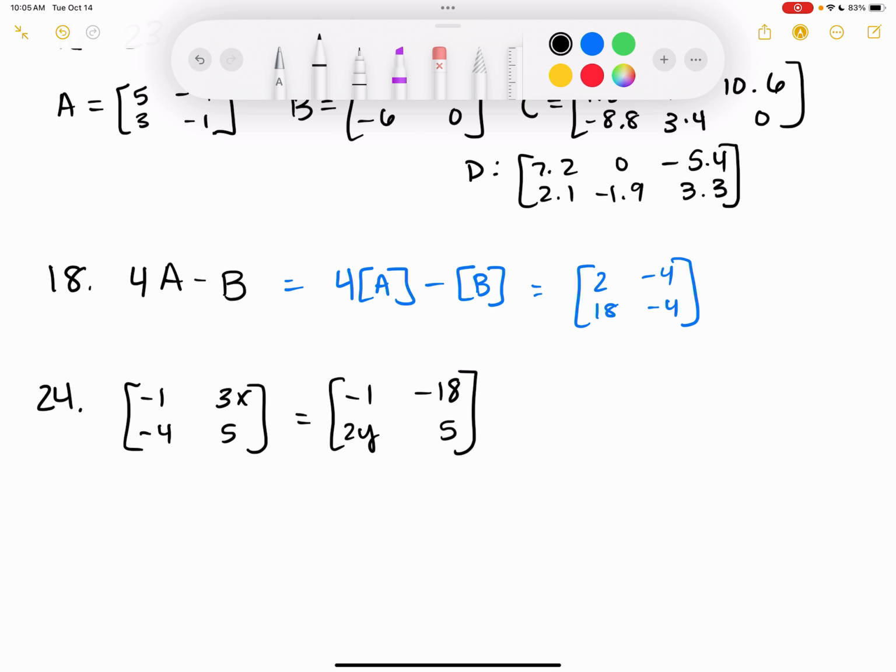So if you look, the top left of both of them are -1, the bottom right of both of them are 5. That means the top right, 3x, has to be equal to negative 18, and the bottom left, negative 4, is equal to 2y. So these want us to solve for x and y. X equals negative 6, y equals negative 2. So 3x equals negative 18, which gives us negative 6. And negative 4 equals 2y, so negative 2 equals y.